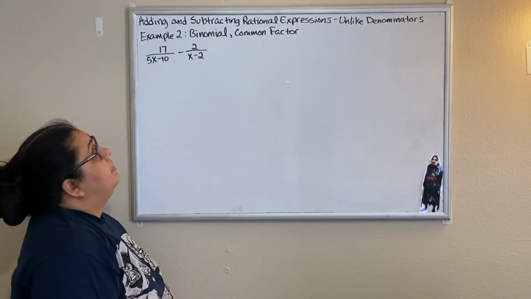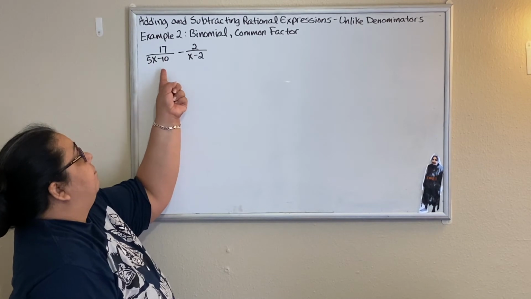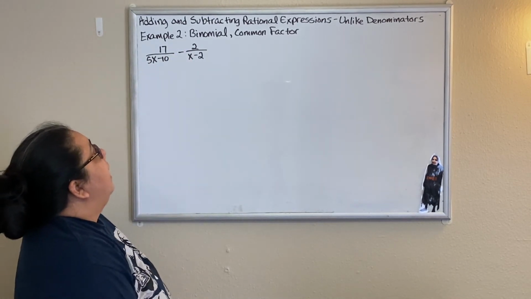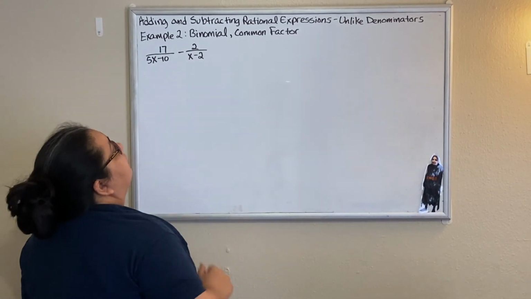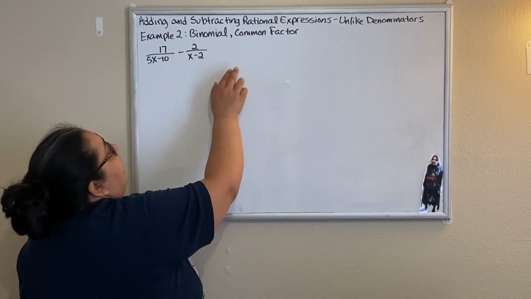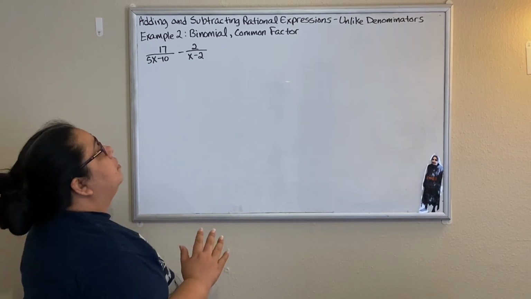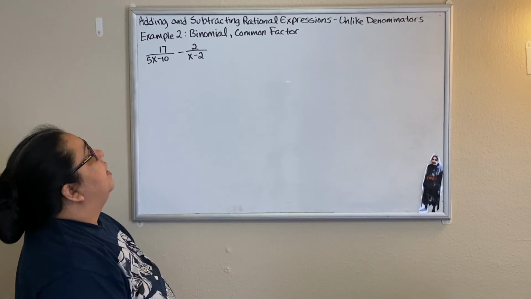Okay, so here we have example 2. Example 2, as you can see, we have 17 over 5x minus 10 minus 2 over x minus 2. And as I said earlier, we have unlike denominators. Our denominators are different. We have binomials this time, and they will have a common factor. So in order to show that, I need to factor my denominators wherever necessary first.